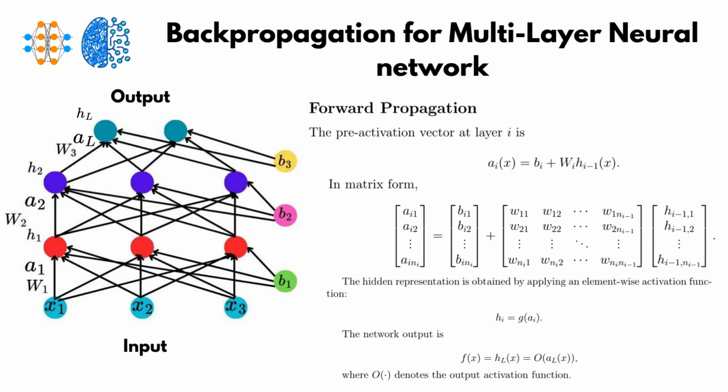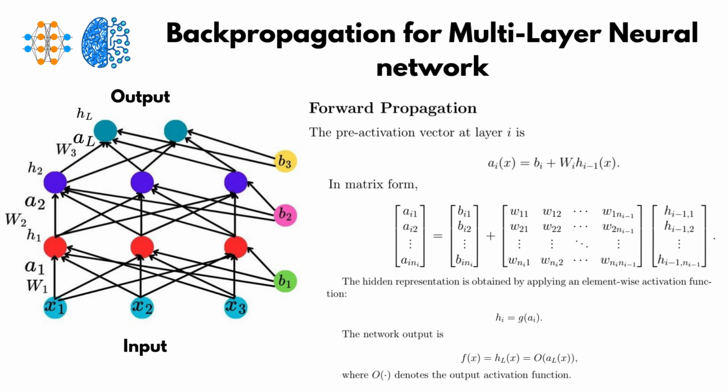Mathematically, the pre-activation vector is given by a_i(x) equals b_i plus W_i times h_(i-1)(x). Let us understand the equation carefully. Here, h_(i-1) represents the output coming from the previous layer. W_i is the weight matrix of the current layer. b_i is the bias vector and a_i is the pre-activation value. In simple terms, we multiply the outputs from the previous layer by the corresponding weights and then add the bias.